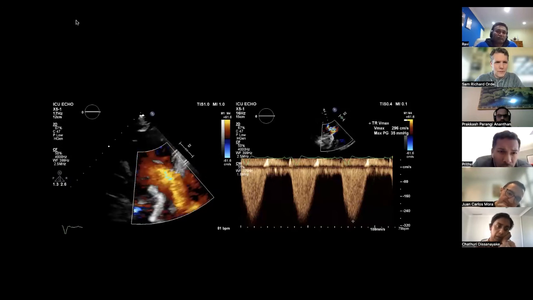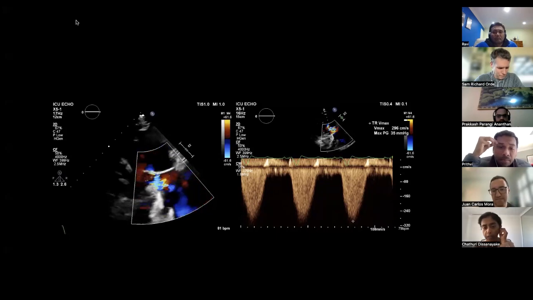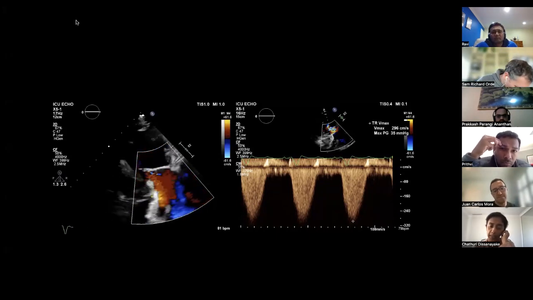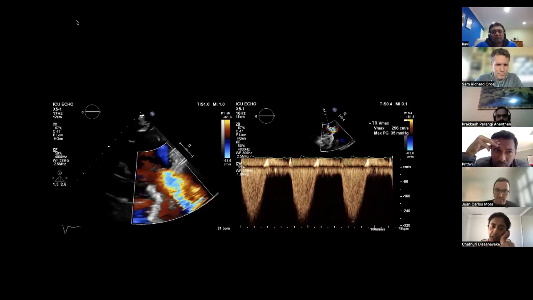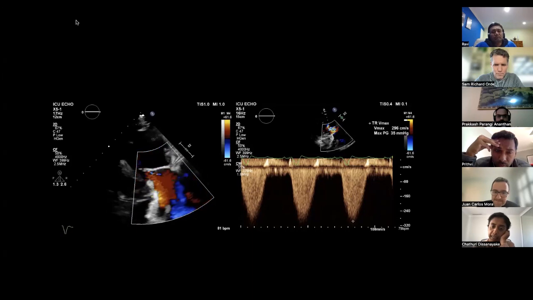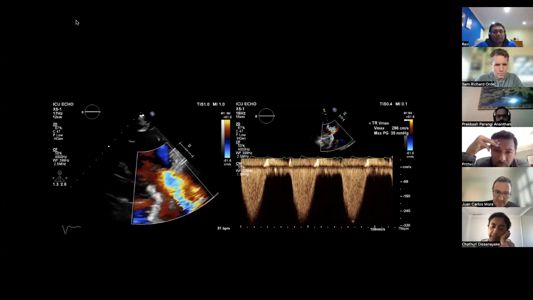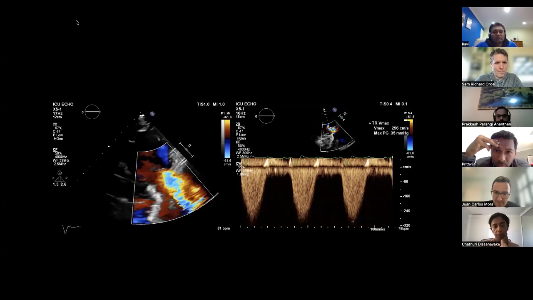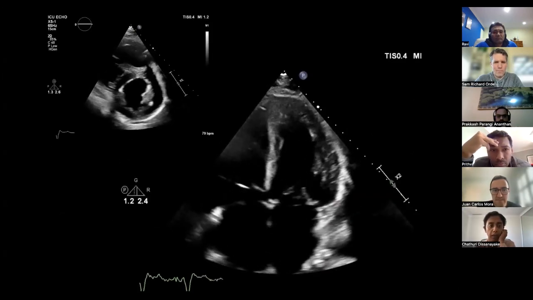This is the tricuspid inflow, and on color Doppler and continuous wave Doppler there is severe tricuspid regurgitation, with a completed triangular looking Doppler profile and a dense envelope of regurgitation. There's a vena contracta that looks wide.